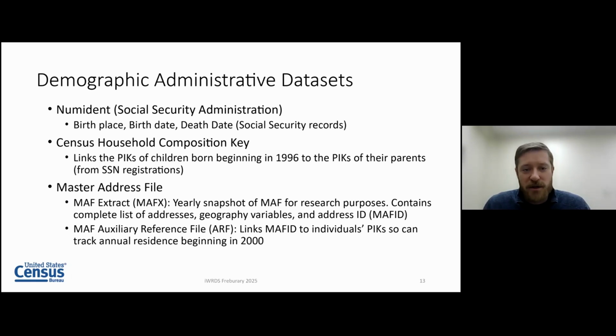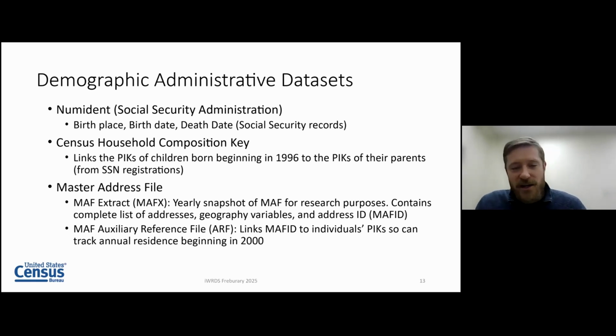Right. So, like the business data, we had some administrative records that we used to create research files. We also have a few of them on the demographic side. The first is the NUMIDENT, which comes from Social Security Administration. Like it says here, this is birthplace, birth date, death date, all coming from Social Security records. We have the Census Household Composition Key, which takes from the NUMIDENT and creates a family structure variable. So where you have a person identifier, you can also have a parent identifier and create sort of a family structure out of the records there. So you have parent and child linkages.